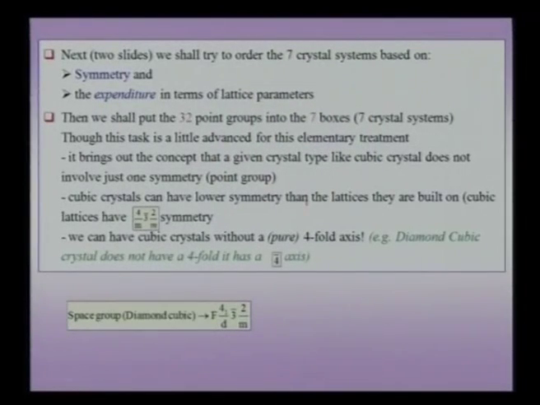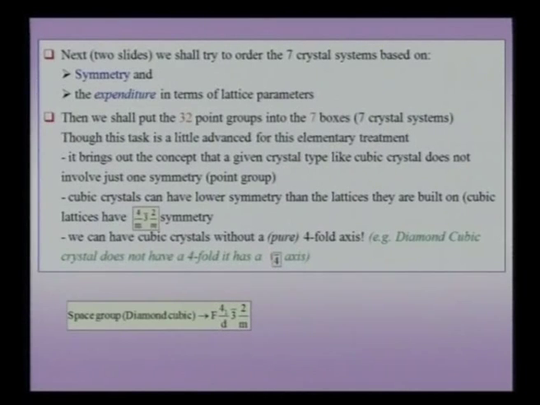Next, we will try to order the 7 crystal systems, the ones we have considered so far, based on symmetry and expenditure in terms of lattice parameters. Essentially what we are doing is taking the 32 point groups and putting them into 7 boxes, the 7 crystal systems. We have already noted that, for instance, the cubic crystals can have a lower symmetry than the lattices they are built on. For instance, some of the cubic crystals may not have a pure 4-fold axis. The diamond cubic crystal is written with a space group F 4x1/d 3 bar 2x1/m. In other words, it's characterized by a 4-1 screw axis, and if you're just looking at the point group symmetry, we can also think of it as having a 4 bar kind of axis.